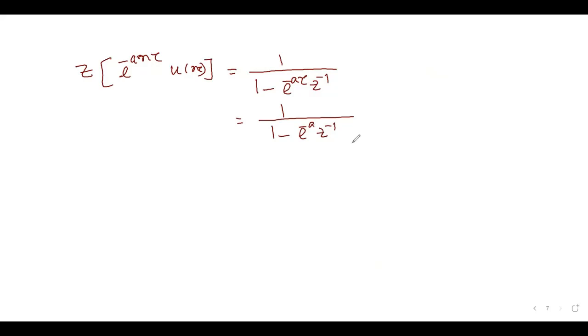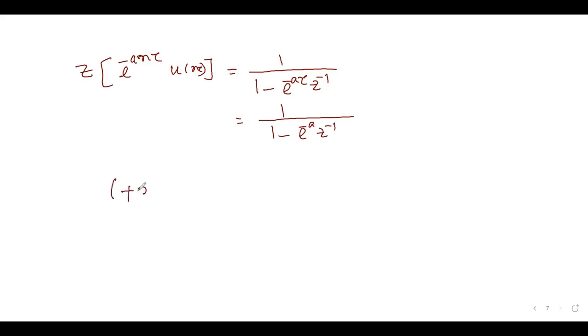Okay. I will never write tau. By default tau is unity. So what will be the region of convergence?